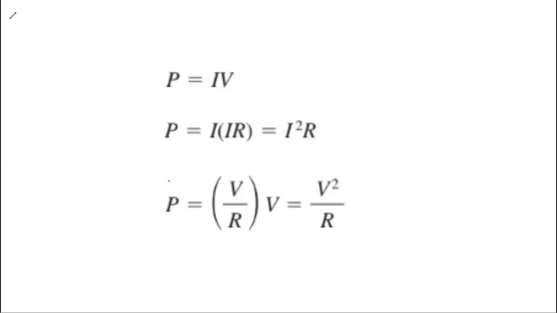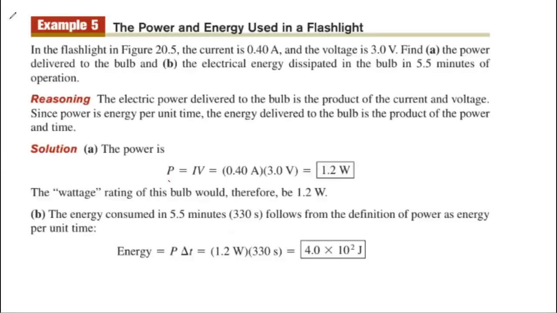So let's see, here's one problem. The question says in a flashlight, the current is 0.4 amps, voltage is given, find the power delivered to the bulb. So for the A part, power, I'm given current, I'm given voltage, so I can simply use VI. So voltage is 3 and current is 0.4, so that gives me 1.2 watts as my answer. This is the answer for the A part.